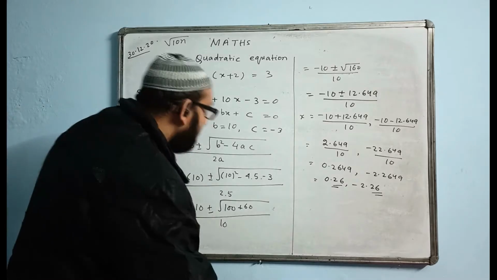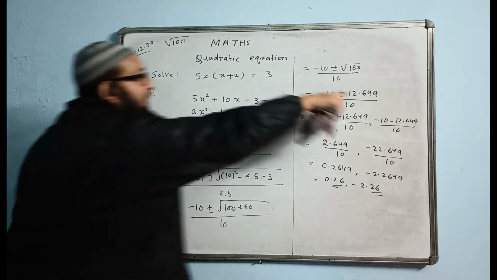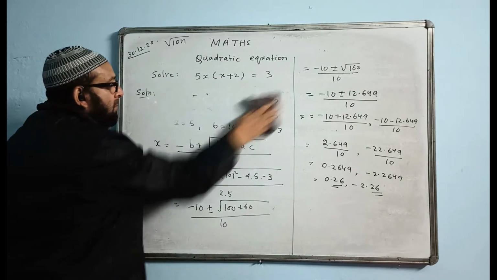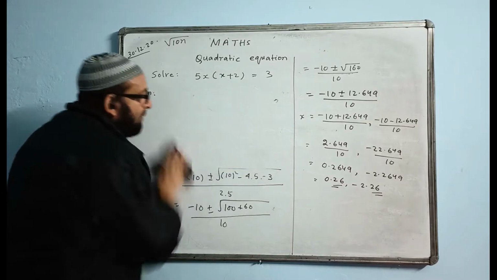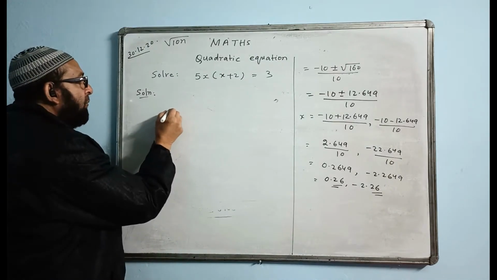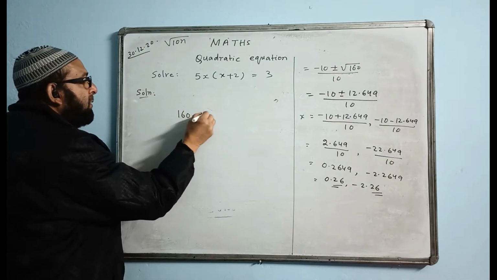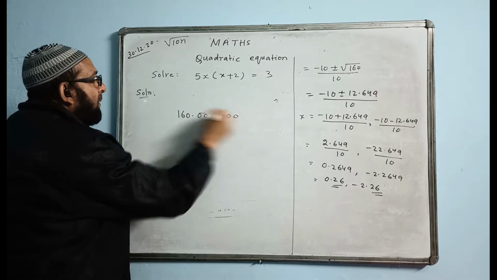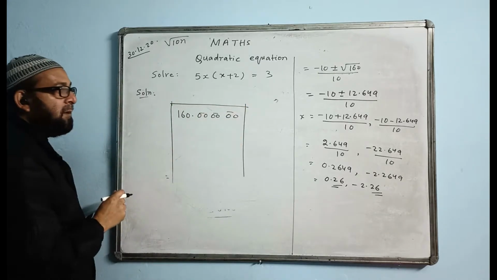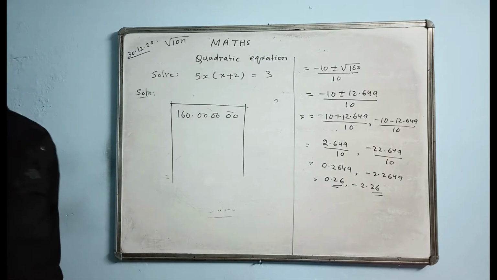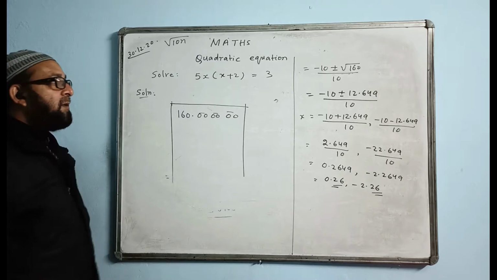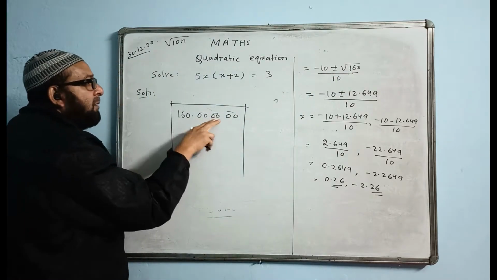Now we are showing the working for this answer, the working for root 160. Please see the working once again. Let us write 160.0 like this, pairing the zeros in pairs. Please try to understand how we are finding it. First I write 160.000000.